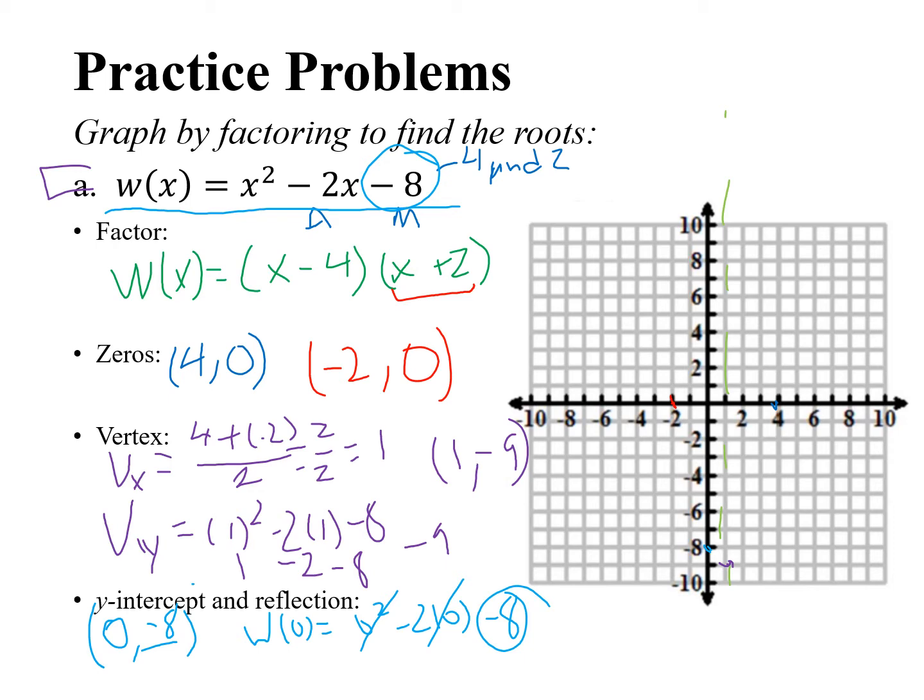The last thing I want to do is reflect that value. I want to take this value here and reflect it across that line of symmetry. Because it's 1 unit away, I'm going to go 1 unit on the other side of the line. So my reflection is going to be at the point 2, -8. That's using our skills from geometry last year, where we reflected points.